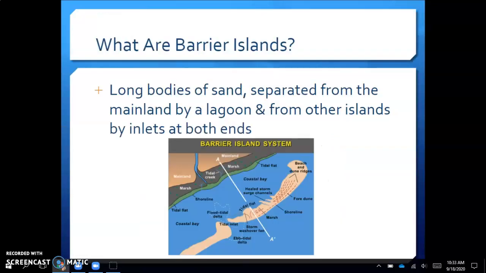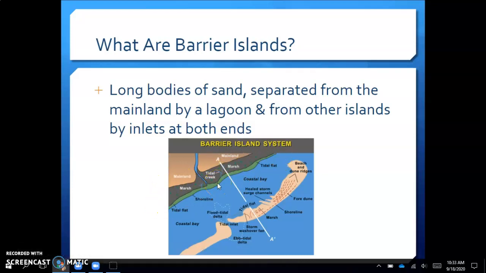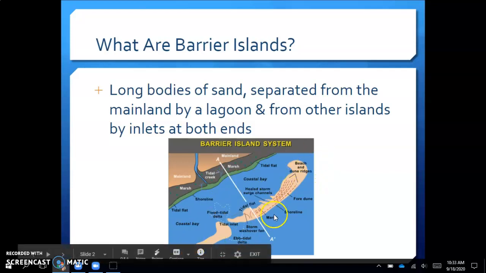So what are barrier islands? These are just long bodies of sand that are separated from the mainland by a lagoon and from other islands by inlets at both ends. So basically these are just islands of sand that exist offshore from the mainland. So if this was North Carolina, this would be the shore of North Carolina, so the mainland shore. If you go to the beach, you could be off the mainland shore, but if you go to the barrier islands, the Outer Banks, you would actually be on the barrier islands.